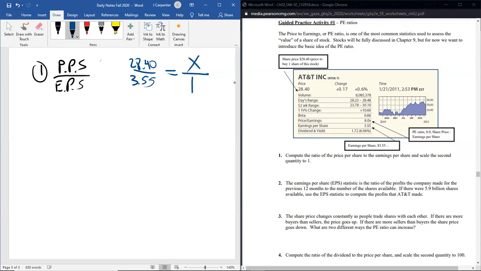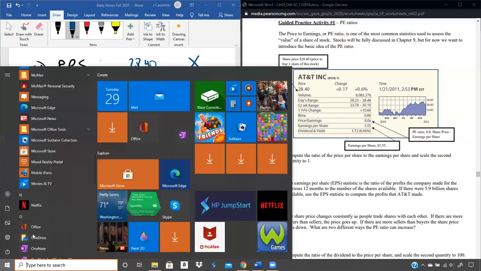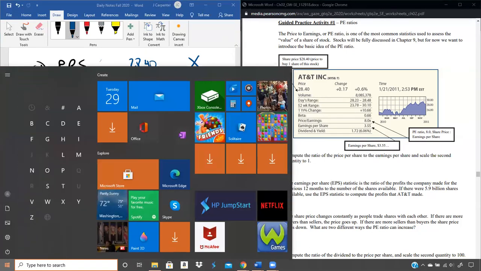We're going to call it x. How do we solve this? We cross multiply. When we cross multiply, we'll get 28.40 times 1 equals 3.55 times x, which is just 28.40 equals 3.55x. Then we're going to divide both sides by 3.55 to solve for x. Again, you've got to know how to do your very, very simple algebra, which says that when we do that division, let's pull out a calculator.